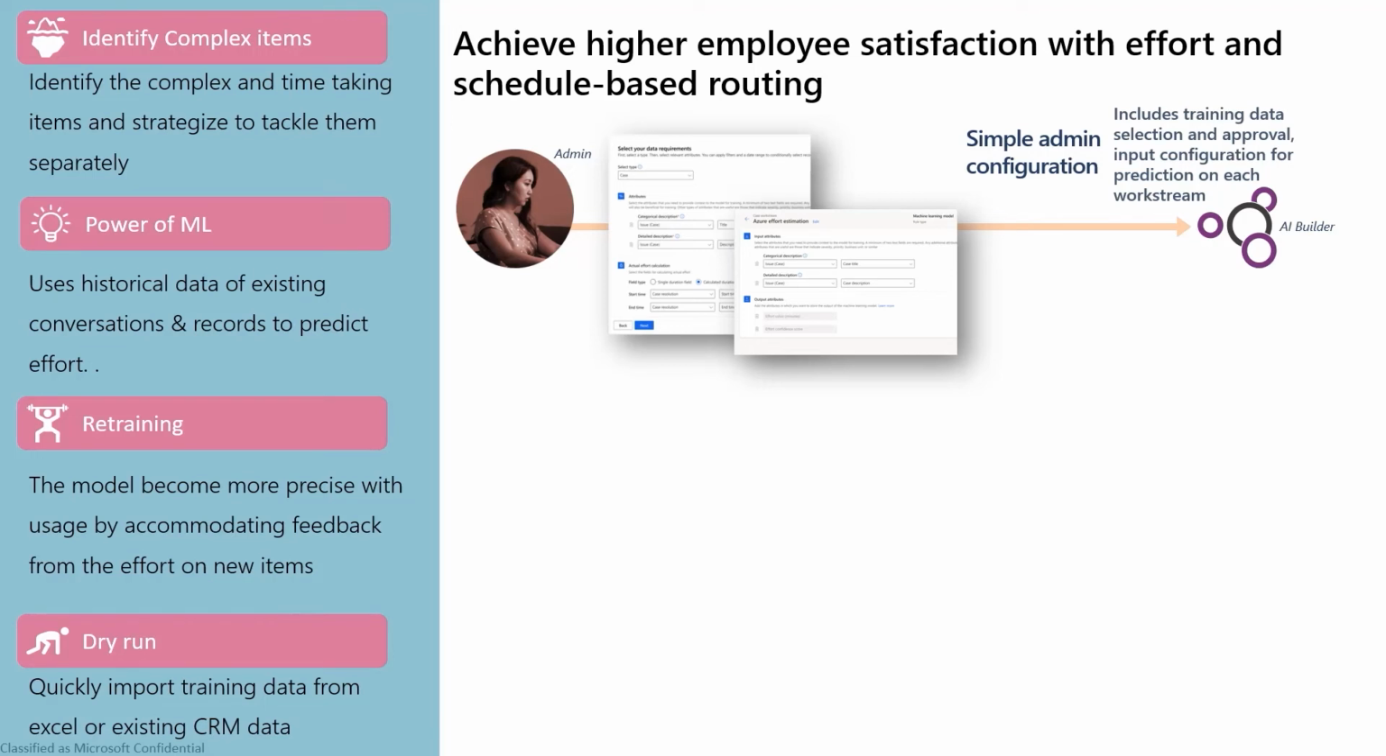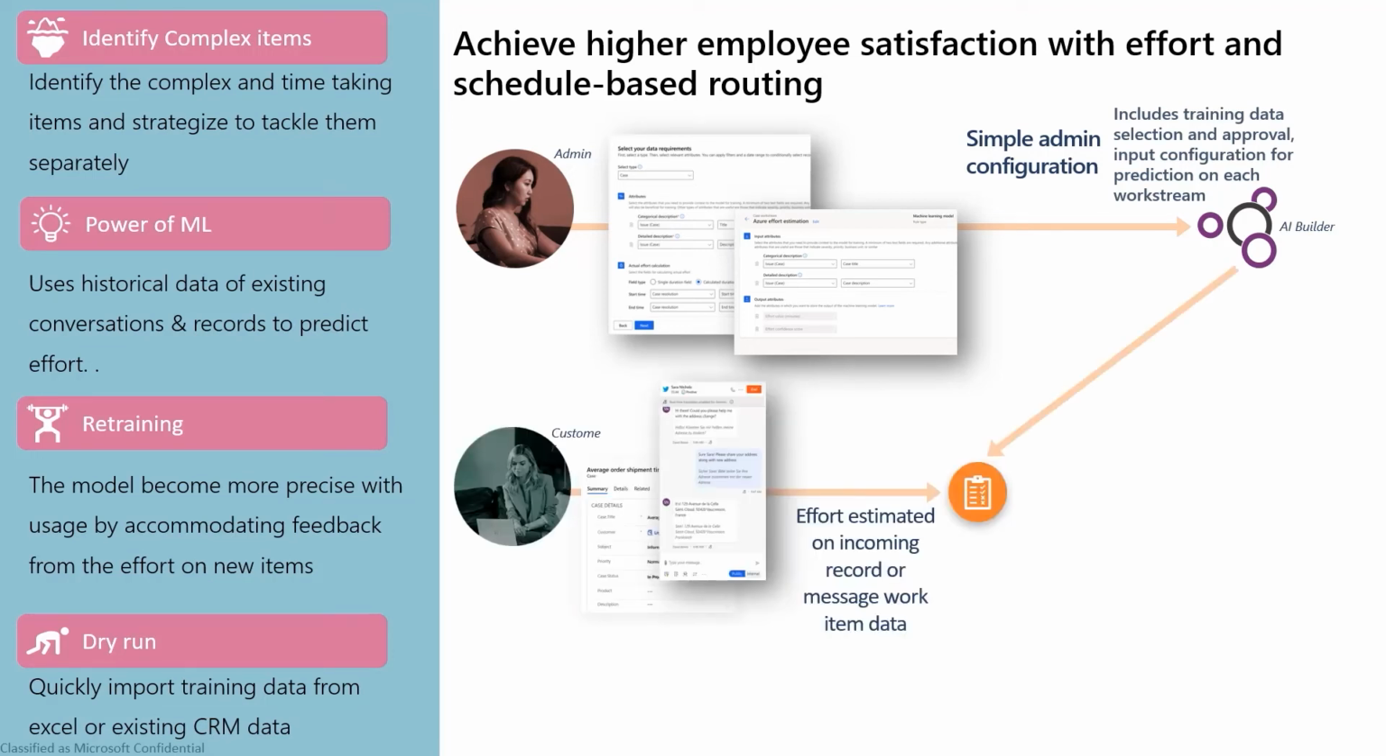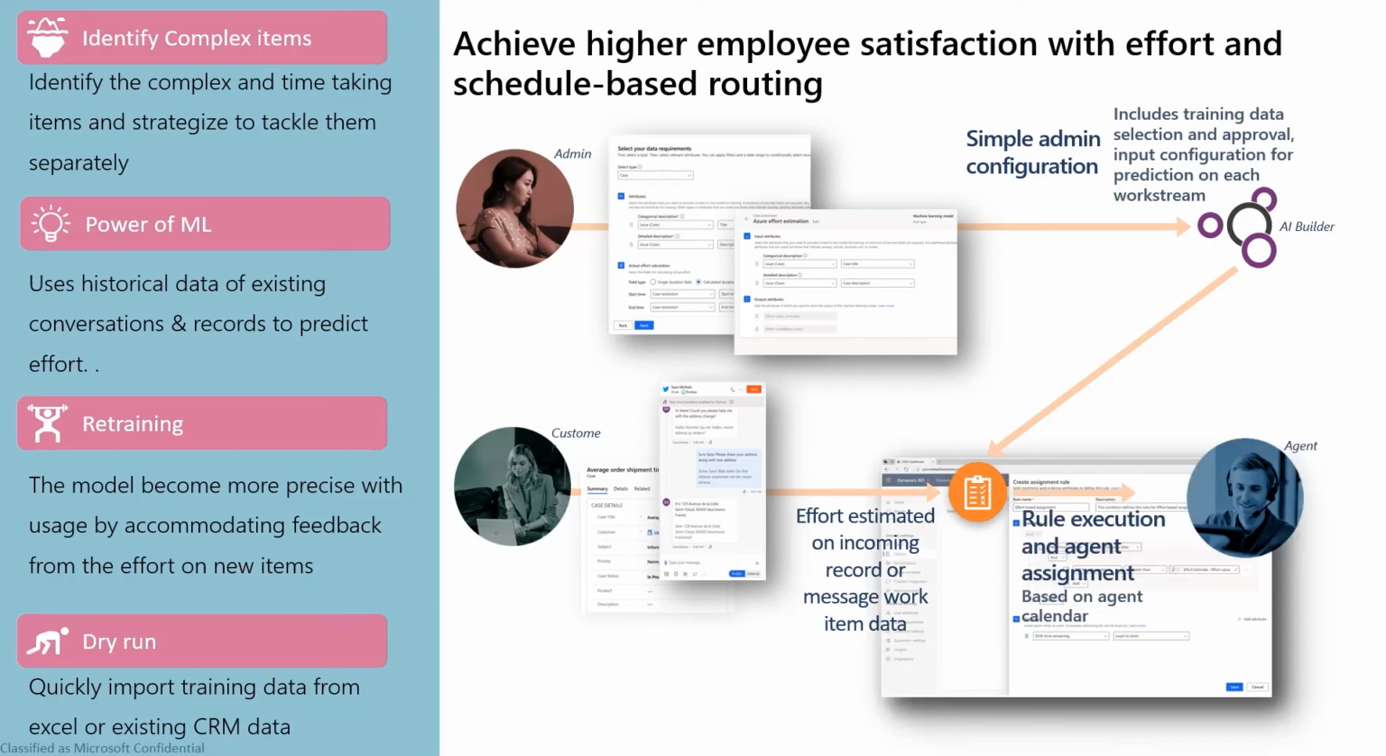And then once that ML model is trained, during the runtime, the work will go through that ML model and effort will be estimated for that work. Once the effort is estimated, the rules will be used to take the right decision of assigning it to the right agent.